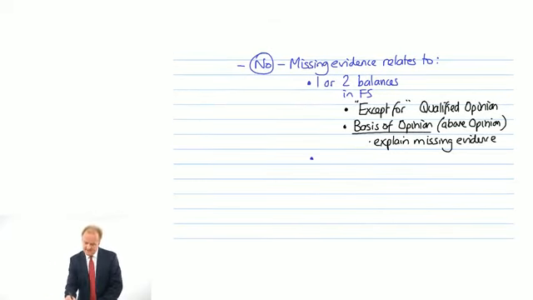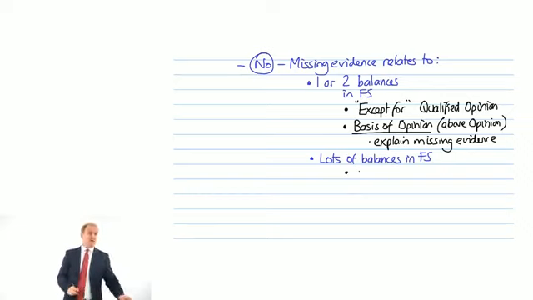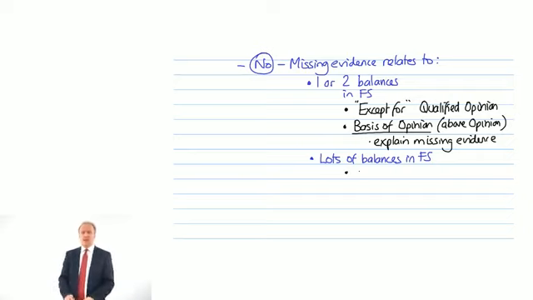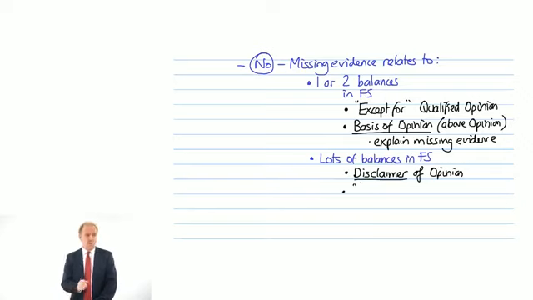If, on the other hand, the missing evidence relates to lots of balances in the financial statements, so you turn up to do the audit and they say, I'm really sorry, the dog has eaten the accounting records. A computer virus has wiped out the accounting records. Well, now you can't give an opinion at all. And that is called a disclaimer of opinion. And the words you will use now are, we cannot or we do not give an opinion.